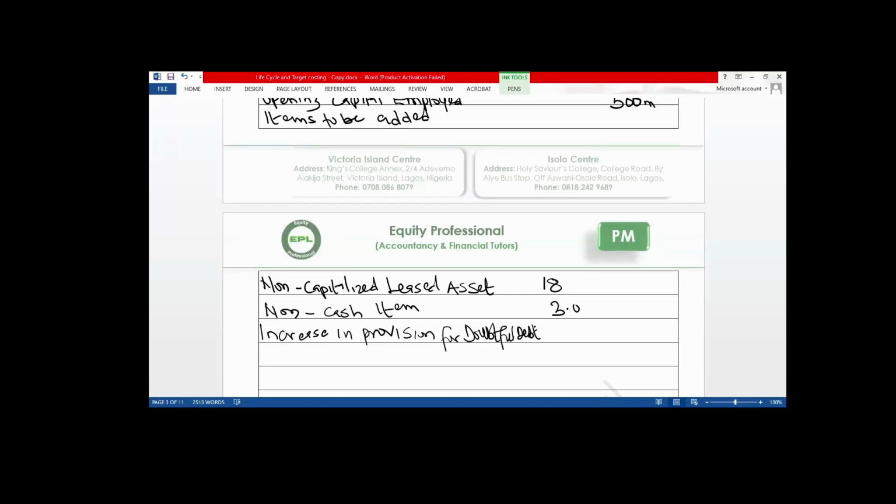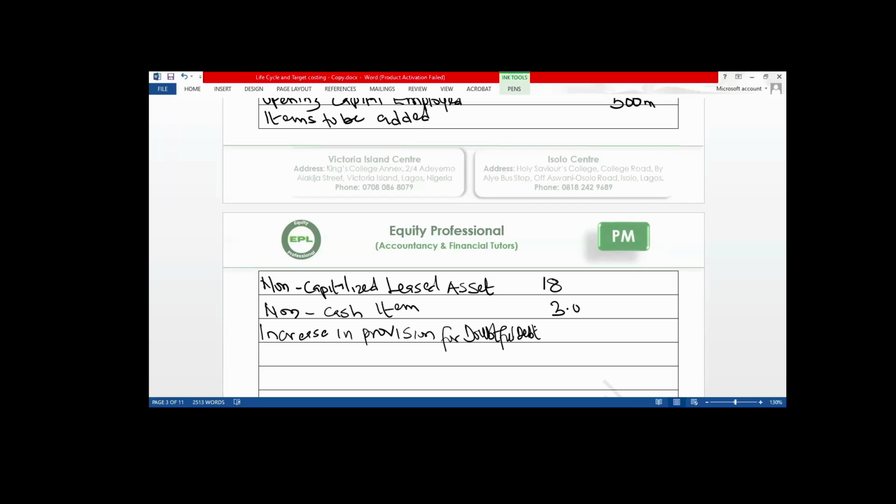That means there's an increase in provision. In the statement of financial position, the provision was 2.5 million. Why in the income statement, the provision was 1.2 million? That means the company has increased provision by 1.3 million. Is that not, please? Yes, sir.